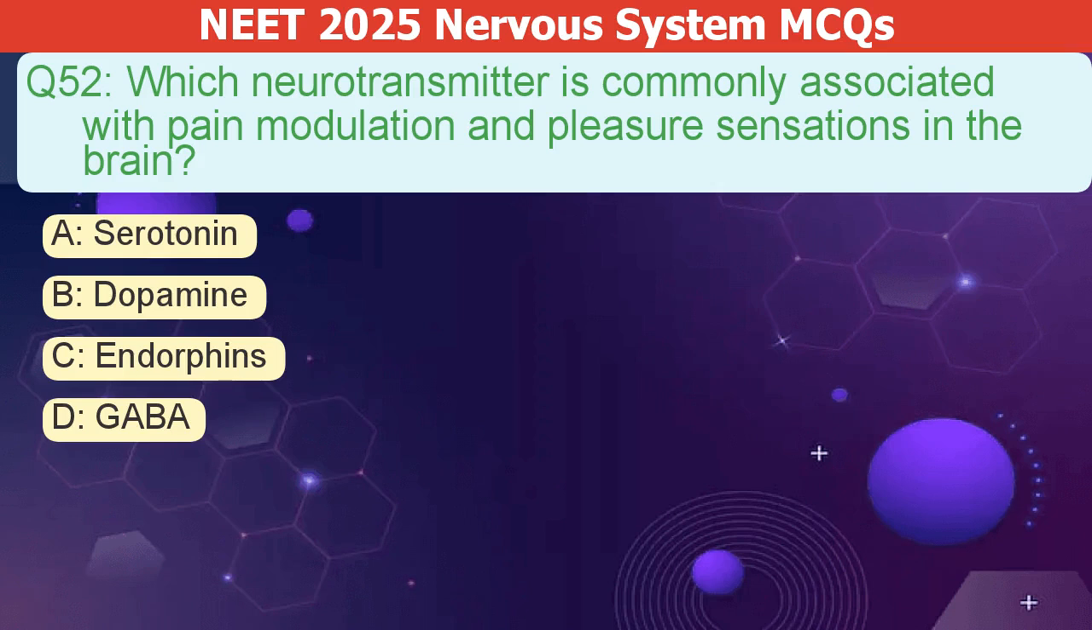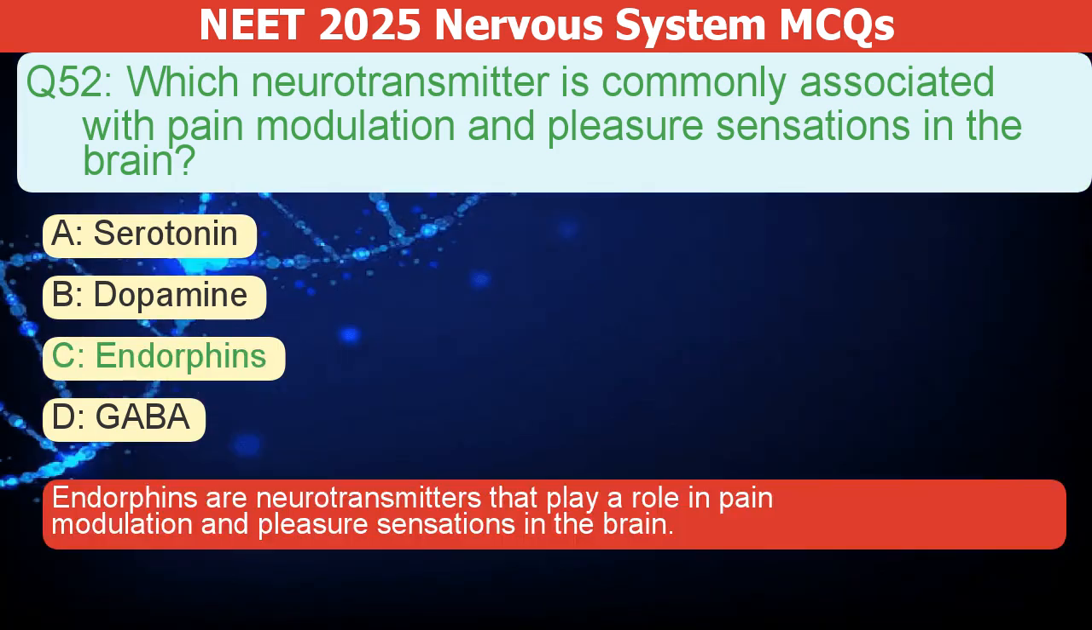Which neurotransmitter is commonly associated with pain modulation and pleasure sensations in the brain? A. Serotonin. B. Dopamine. C. Endorphins. D. GABA. The correct answer is C. Endorphins are neurotransmitters that play a role in pain modulation and pleasure sensations in the brain.